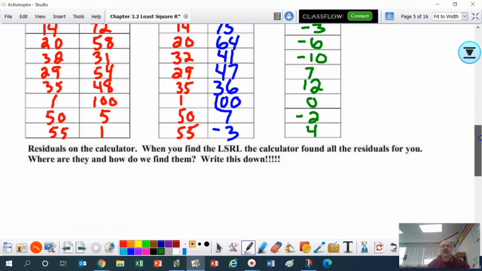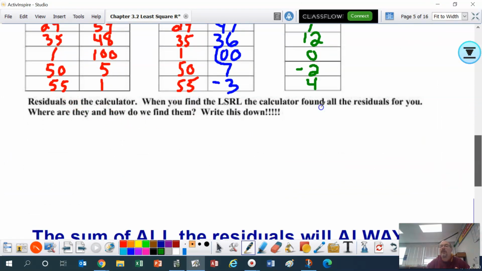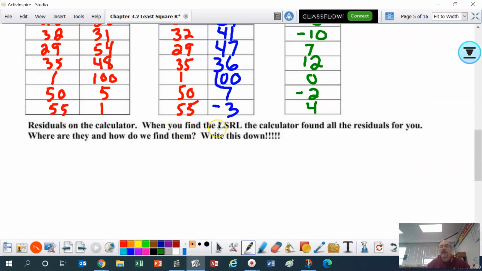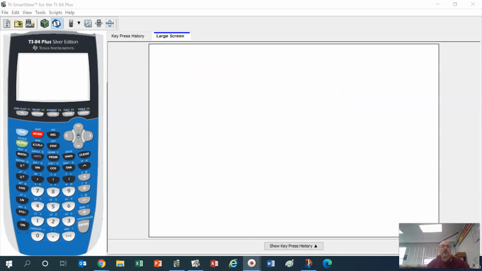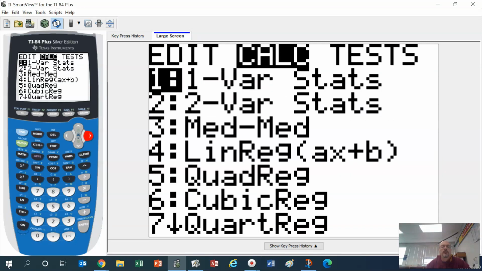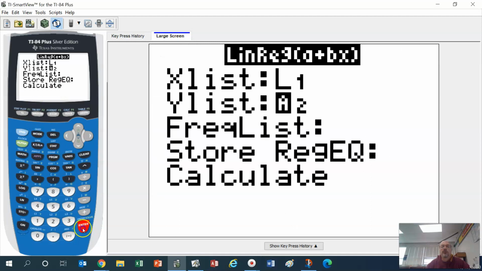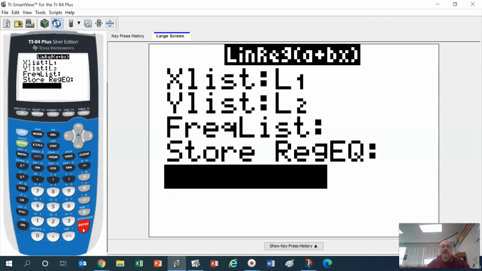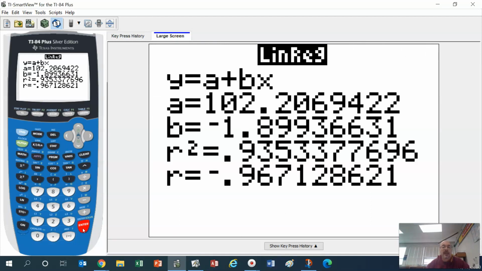So let's go back to here. So, residuals on the calculator. When you find the least squares regression on the calculator, it found all the residuals for you. You just need to know where they are and how to find them. All right, so I'm going to go through that explanation next. So, when we do the stat calculate number 8, the calculator automatically figures out the residuals. It's got them figured out. You just need to know where to find them.